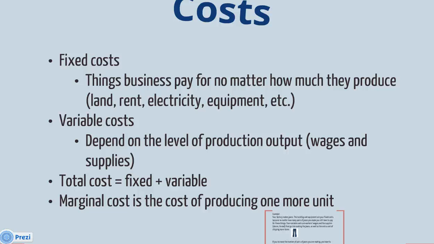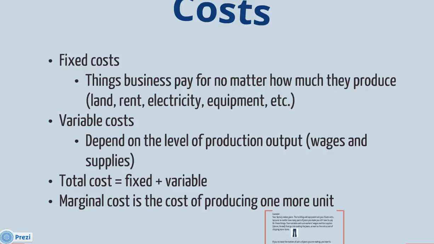Hey folks, so we're going to cover sections 5.2 and 5.4 of your textbook right now, talking about costs and other factors of supply. To begin with, costs have a few different components, and these are the costs of production, the investments that businesses have to make when they're producing something. One is fixed costs, which are things that businesses pay for no matter how much they produce, such as land, rent, electricity, equipment, etc.